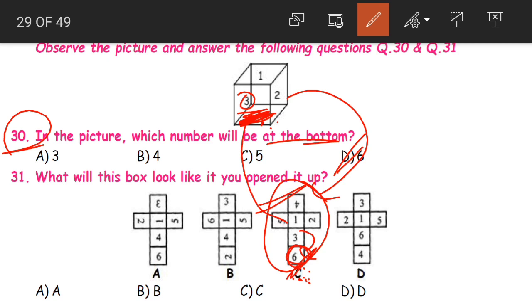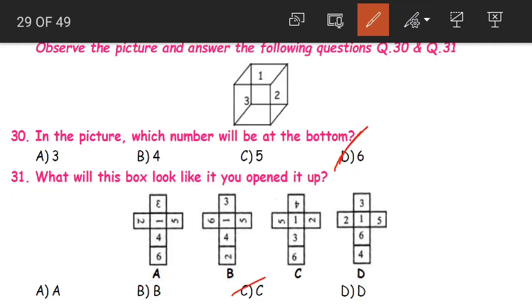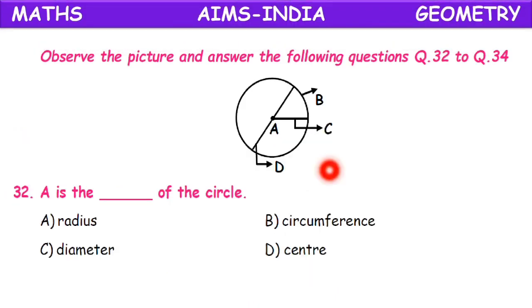Is this clear, children? Yes. So if you are confused about question 30, with the help of question 31, you can solve question 30 as well. So for 30, D is the correct answer. For 31, C is our correct answer.